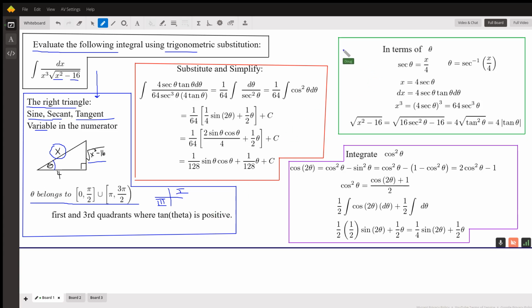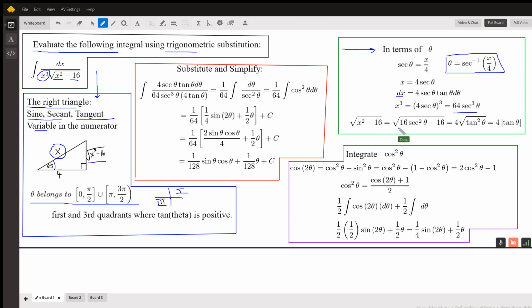So let's come over here. We're going to say the secant of theta is x over 4, which means we do have this for using later, but x equals 4 secant of theta. So dx equals 4 secant theta tangent theta d theta. And we do have to worry about this x cubed here. So x cubed is 4 secant theta, the quantity cubed, or 64 secant cubed theta.